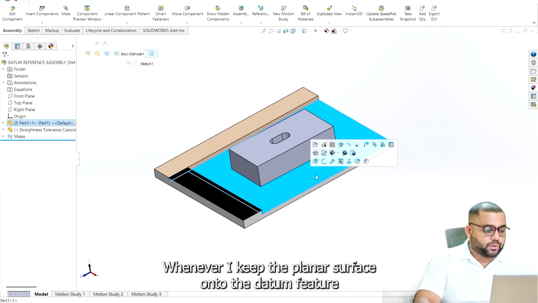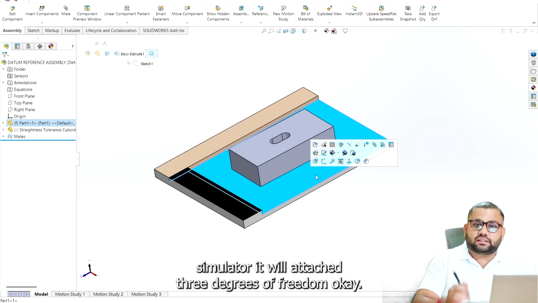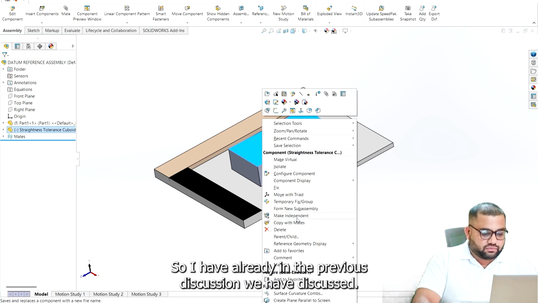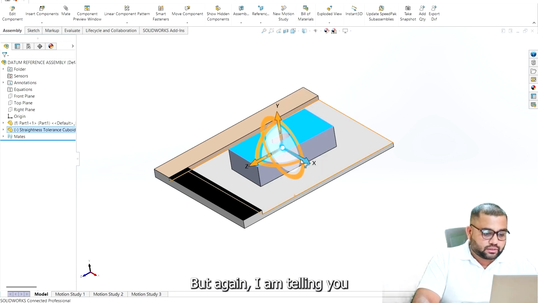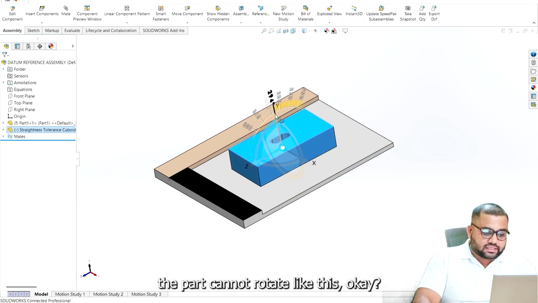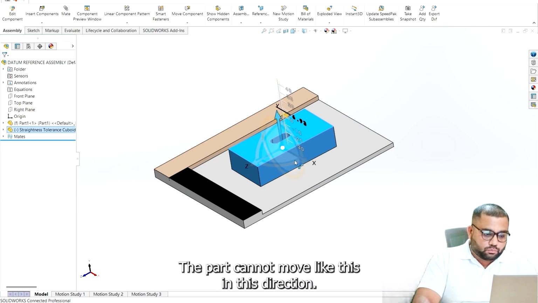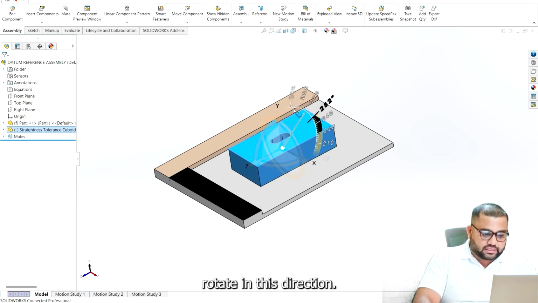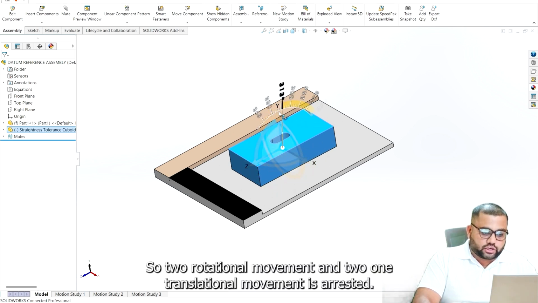Whenever I keep the planar surface onto the datum feature simulator, it will arrest 3 degrees of freedom. We have discussed this in the previous discussion, but again I am telling you now. The part cannot rotate like this, the part cannot move in this direction, and the part cannot rotate in this direction. So two rotational movements and one translational movement are arrested.